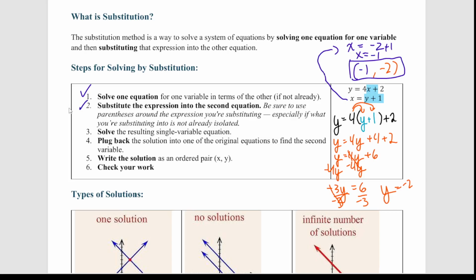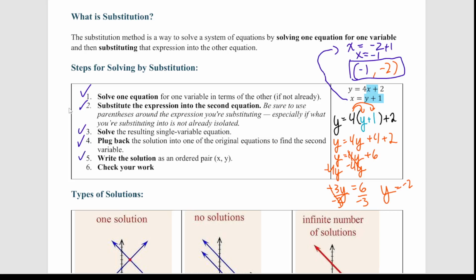Then I want to substitute that expression into the second equation and make sure to use parentheses around that expression, particularly if it's not already isolated in the other equation. So x was not isolated in the other equation. I want to make sure that I'm using parentheses there. Solve the resulting single variable equation. Then we want to plug back in the solution into the original equations to find the second variable.